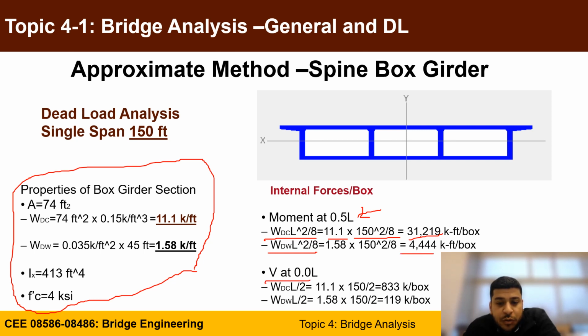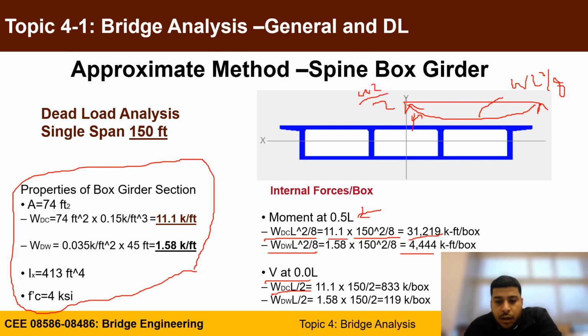And the shear is WL over 2, as it is just a simply supported beam. Your moment is WL square over 8, and your shear is equal to the reaction, which is WL over 2. So for the shear, your shear value is 833 due to DC, and DW is 119. Remember, this is per box.